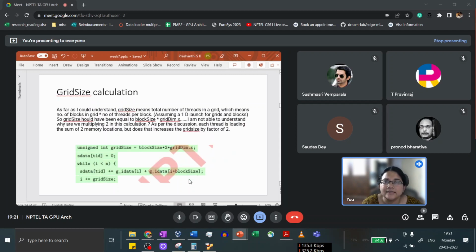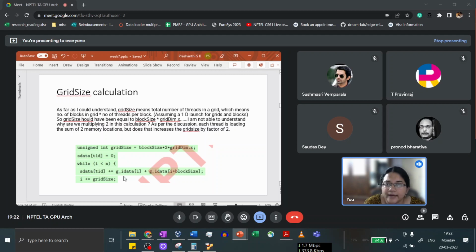Okay, the last question. This is about the grid size, right? This person says, as far as I could understand, grid size means total number of threads in a grid, which means number of blocks in a grid times number of threads per block, assuming a 1D launch. And grid size should have been equal to block size times gridDim.x. I'm unable to understand why we are multiplying by 2 in this calculation. As per the discussion, each thread is loading the sum of 2 memory locations, but does that increase the grid size by a factor of 2?